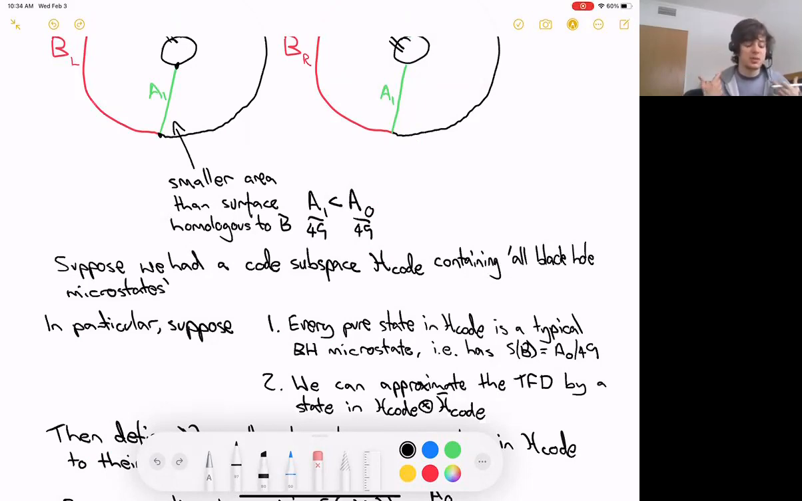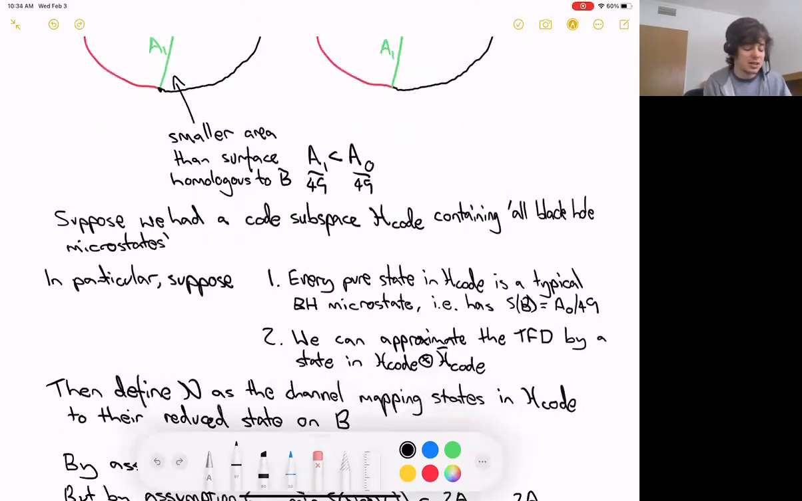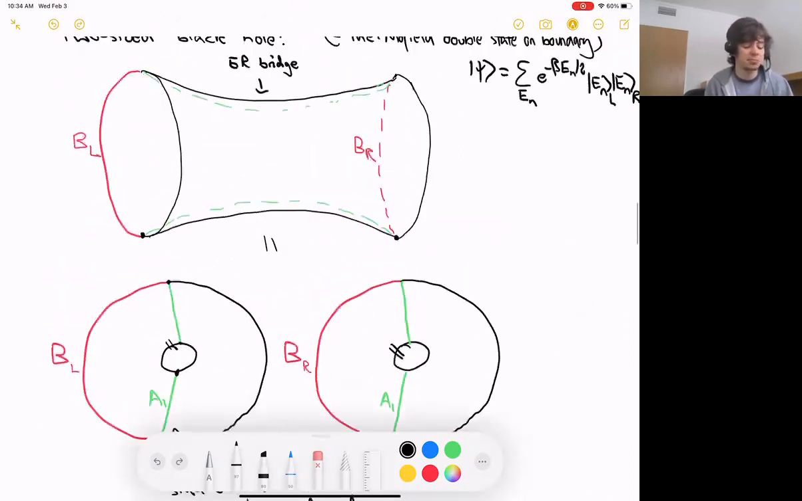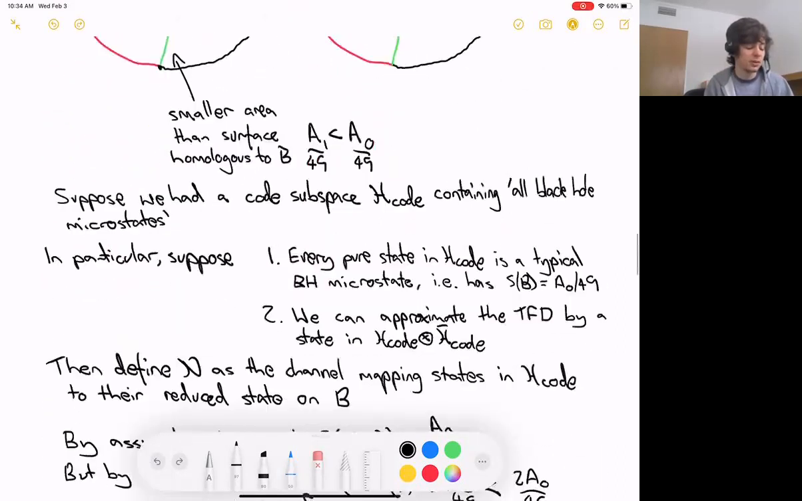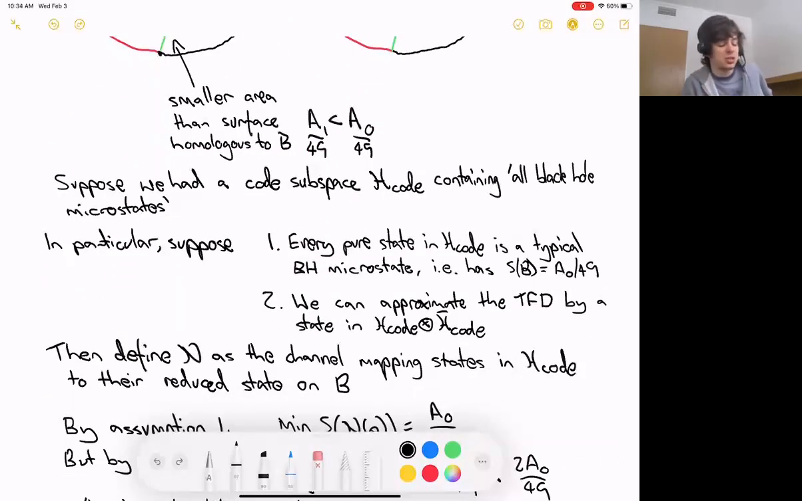But we want a code subspace that contains all black hole microstates. So that's something much stronger. And so the second thing you get, if you really have all black hole microstates in there, is that by using two copies of this code subspace, you'd be able to find an approximation of the thermofield double state. So by entangling these two code subspaces, we'd be able to make a two-sided black hole, like this thing up here. Okay? So if those two assumptions were satisfied, then we'd be able to find an extensive violation of additivity of minimum output entropy.